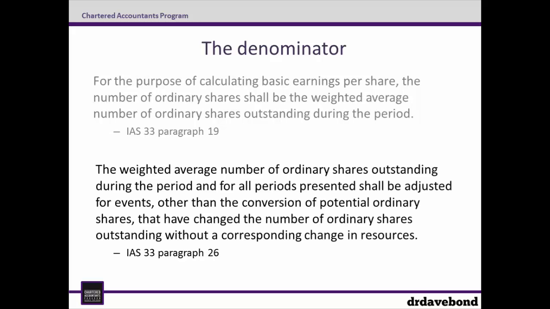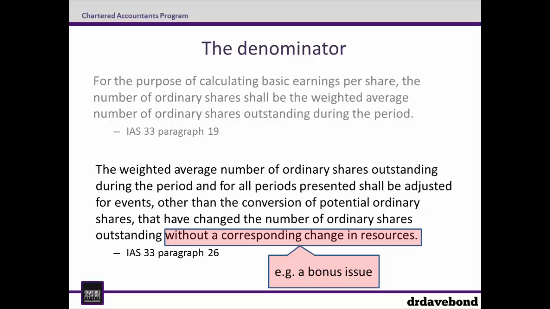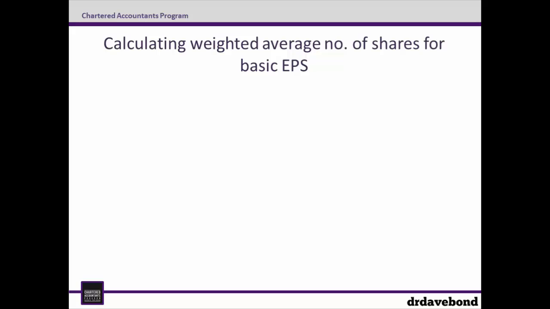And that's because paragraph 26 requires that adjustments be made when there are events, other than the conversion of potential ordinary shares, that have changed the number of ordinary shares outstanding, without a corresponding change in resources. A good example of this is a bonus issue, because the number of shares outstanding has increased, however there was no investment by the shareholders. So what does this mean in practice?